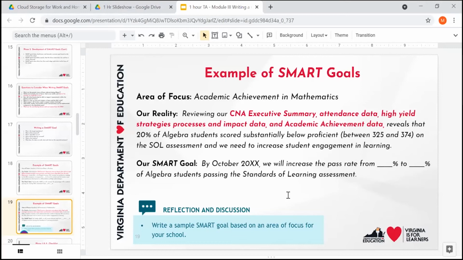Now, we're not going to have you write a sample SMART goal based on your area of focus, but you can already be thinking about that, right? What's the area of focus? What potentially could be areas of focus within your school, within the schools you work with as a division leader or as a coach? So be thinking about that. How would you come up with that SMART goal statement? And then we begin to think about how you would achieve it.